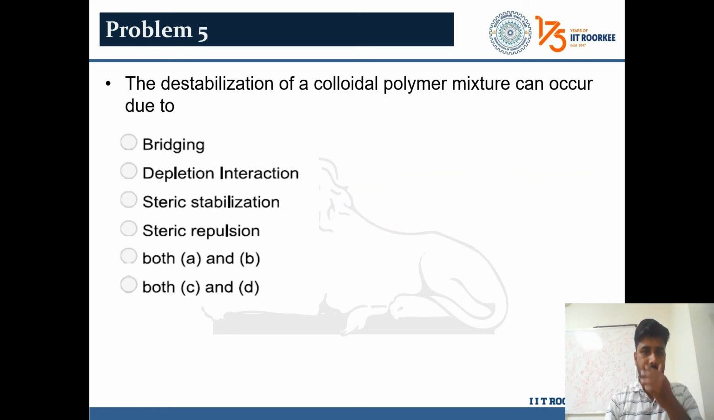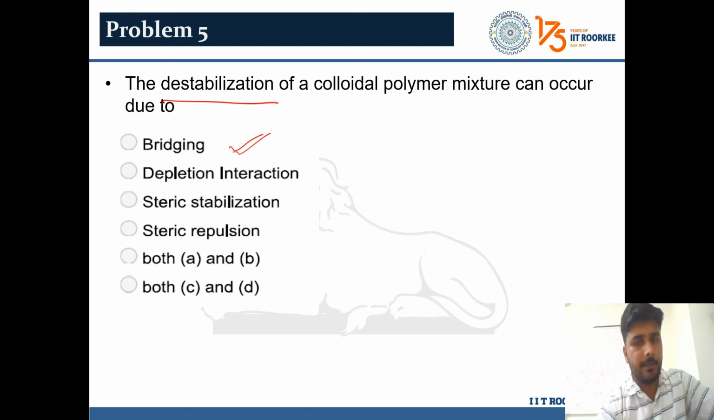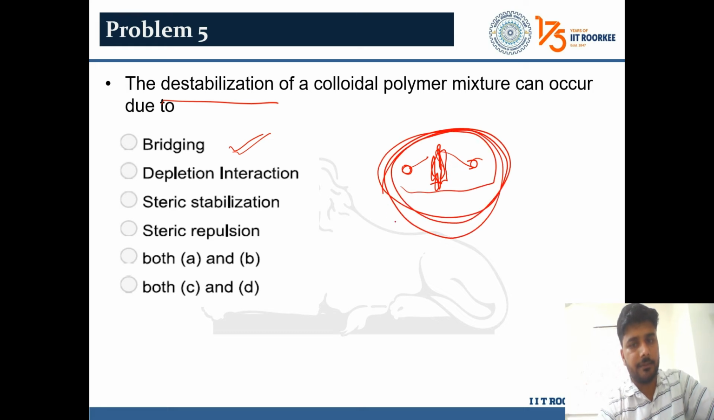Problem 5: the destabilization of a colloidal polymer mixture can occur due to, first option, bridging, second, depletion interaction, and third, steric stabilization and steric repulsion. If I talk about bridging, if this is one particle and this is the polymer, it can form a bridge. So the particles may aggregate because of the application of this polymer. So this is also an example of destabilization.